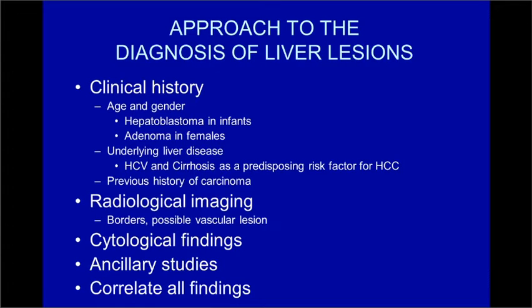It's also important to know the radiological findings. What does it look like? Is it well defined, or does it have imaging features to suggest hepatocellular carcinoma? Is it multiple liver nodules to suggest maybe metastases? Then we evaluate the cytological findings and add ancillary studies as indicated. And then the end result or report should be a correlation of all of these components.